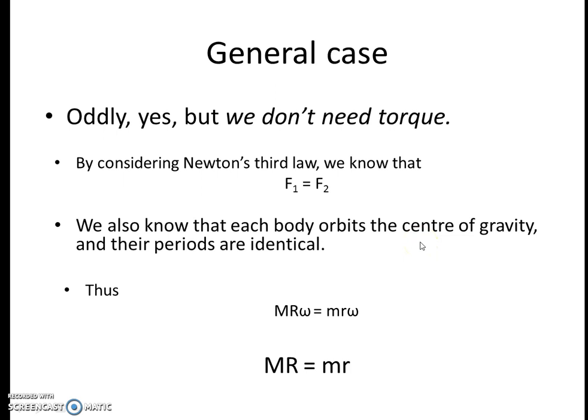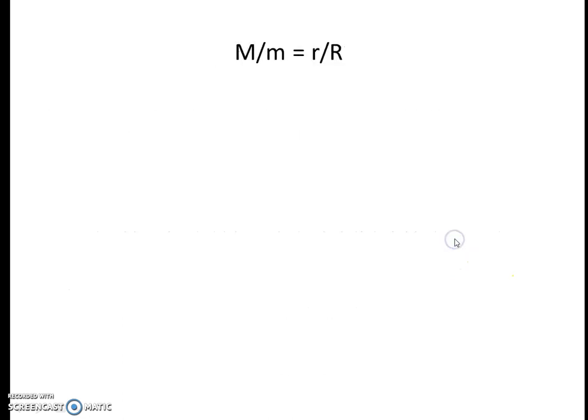And what we're going to do now is identify, again, big R as the distance from the big mass to the center of the orbit, and small r as the distance from the small mass to the center of the orbit. If you add big R and small r together, you'll get Rg, which is the center-to-center distance. It's the same for both. We rearrange and we get that the ratio of masses is the inverse of the ratio of the distances.